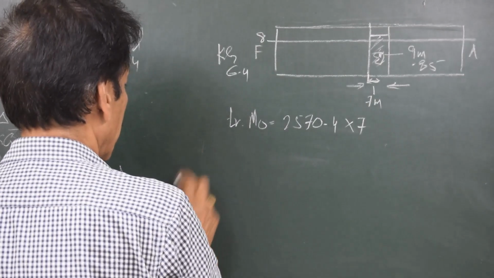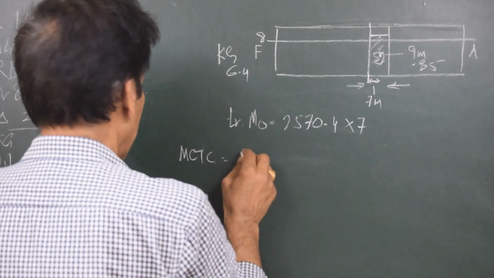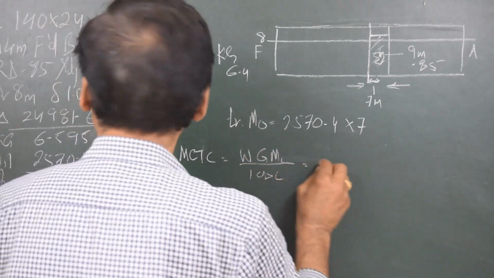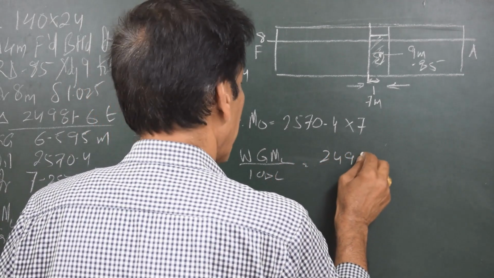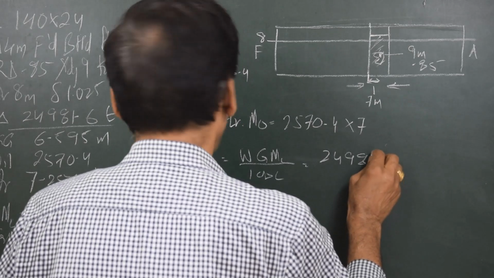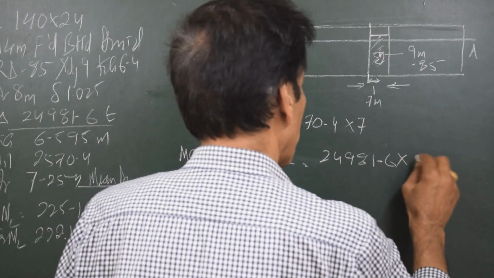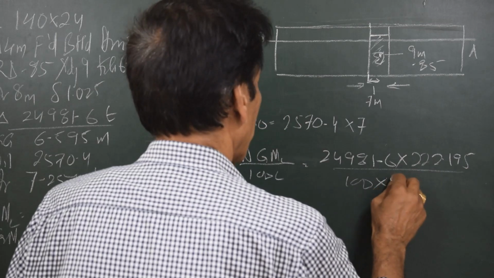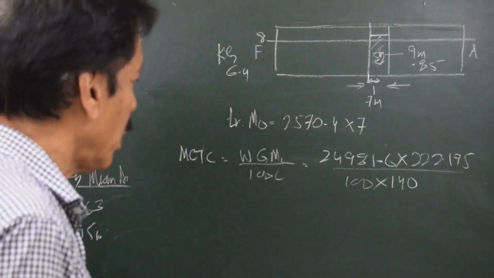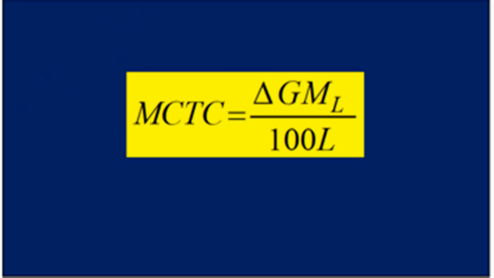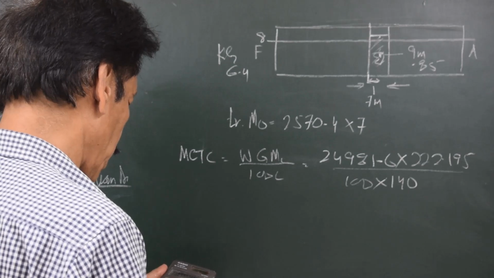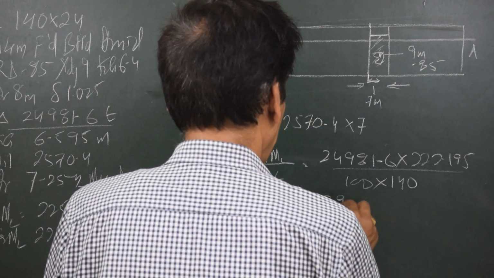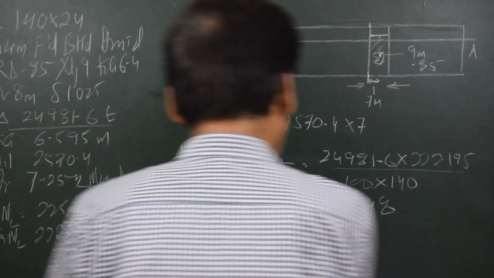MCTC is W GML upon 100L. So that is equal to 2498.1.6 into GML, 222.195 upon 100 into 140. 24 divided by 140 gives me 396.48. That is the MCTC.